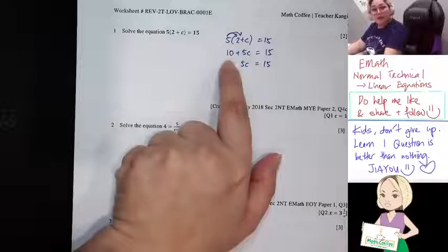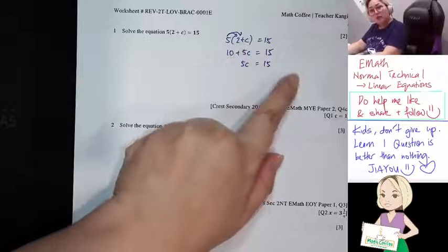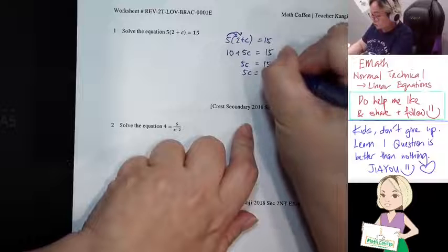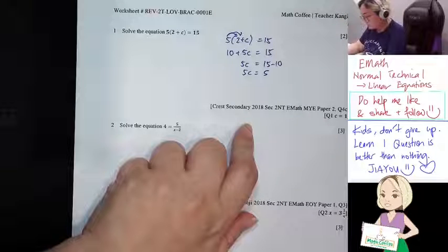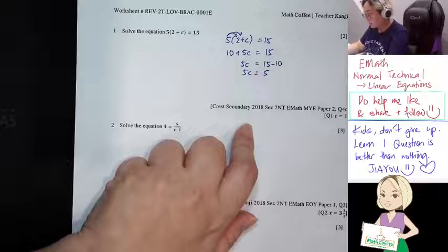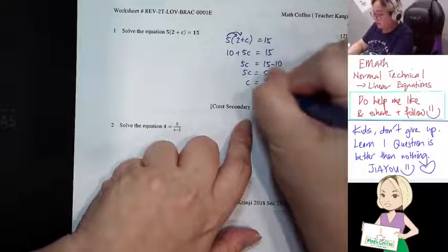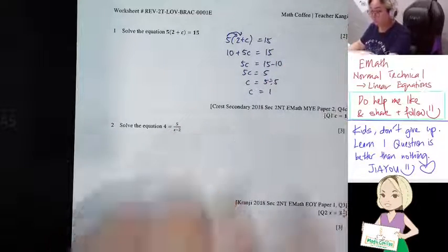I need to bring this positive 10 to the right hand side, so it becomes minus 10. So 5c is equals to 5. Okay, and same thing, c is equals to 5 divided by 5, so c is equals to 1.